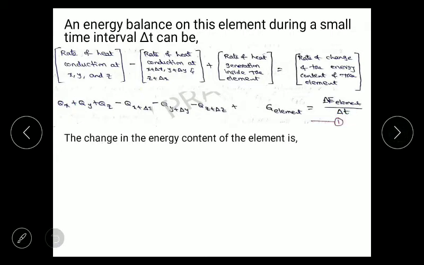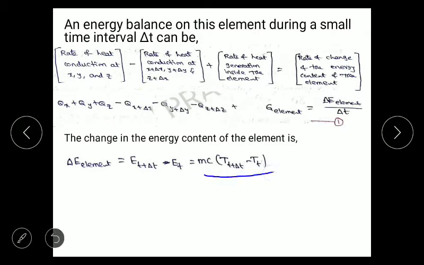Now consider this delta E, the change of energy of the element. We know delta E is equal to output energy minus input energy, the difference between these two, or simply saying, from Joule's law, the change in energy is equal to m c delta T. Delta T is temperature difference. Remember, every time in my videos, capital T represents the temperature, small t represents time. Capital T for temperature, small t for time.